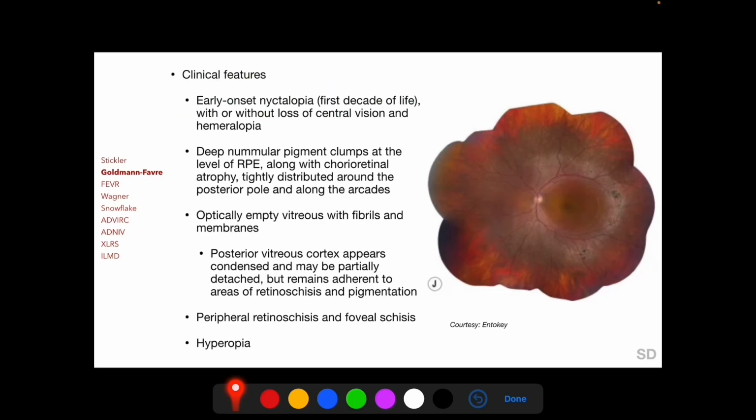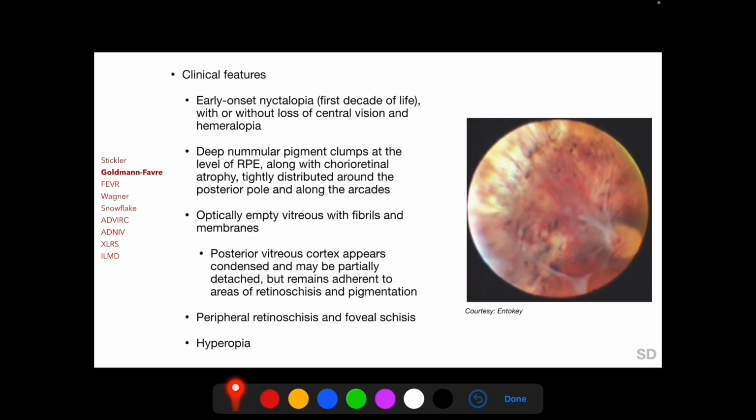Patients with ESCS typically present in the first decade of life with nyctalopia with or without loss of central vision and hemeralopia, and the characteristic fundus finding in patients with ESCS is deep nummular pigment clumps at the level of the RPE along with chorioretinal atrophy, tightly distributed around the posterior pole and along the arcades.